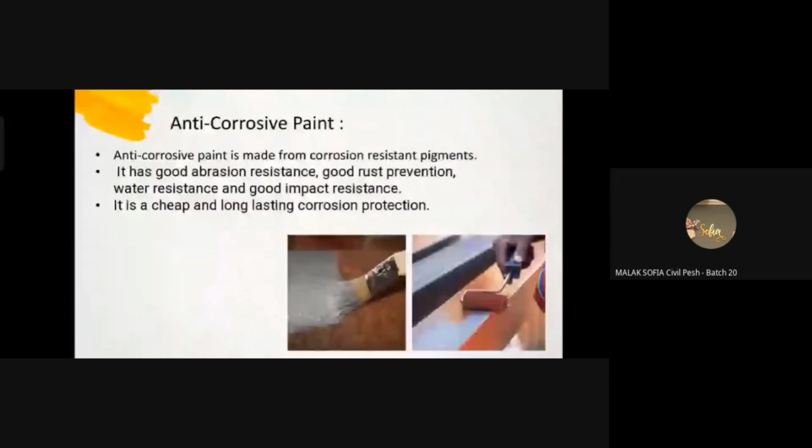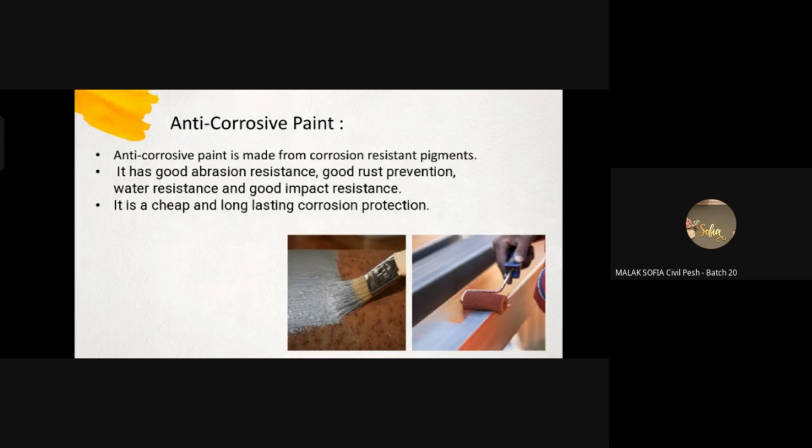Then we have anti-corrosive paint. As is clear from the name, it will resist corrosion. The anti-corrosive paint uses some corrosion-resistant pigment due to which it resists rust formation. Some anti-corrosive pigments used in these paints are zinc chromate and lead chromate. It has other properties like good abrasion resistance, good rust prevention, water prevention, and good impact resistance. Anti-corrosive paint is a very cheap and long-lasting corrosion protection method. Other methods of corrosion protection can be very pricey. Anti-corrosive paints are mostly used on metal surfaces to protect them from corrosion.